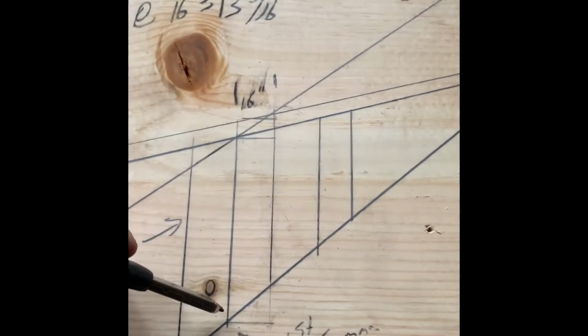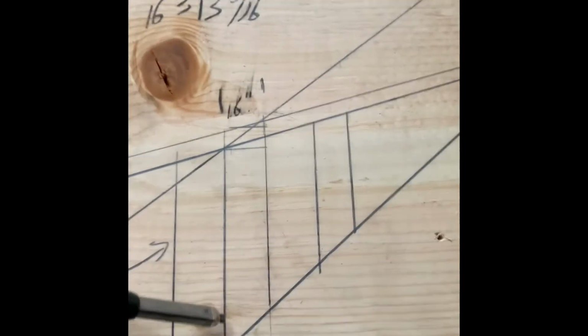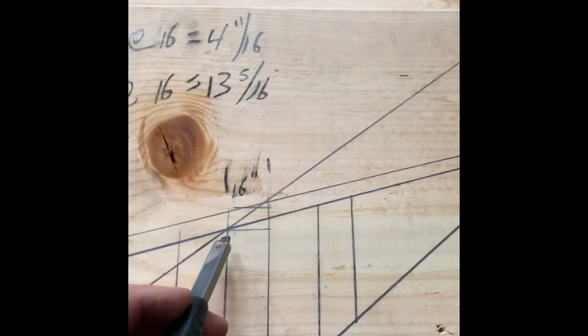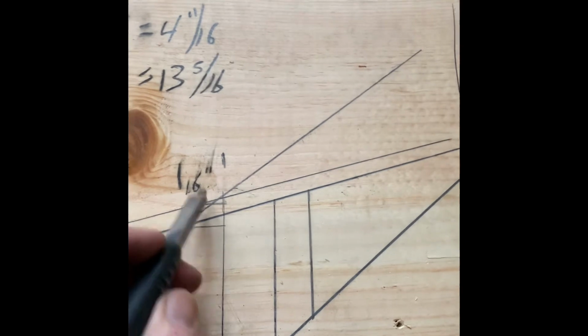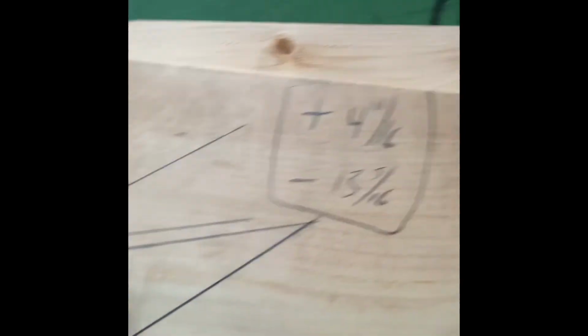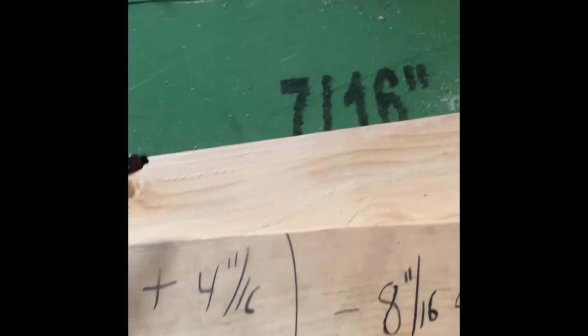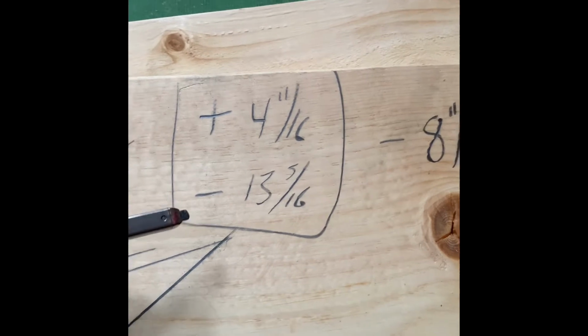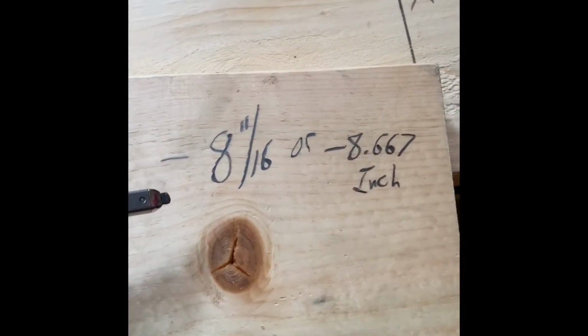Drew myself a little visual aid. So if we run over 16 inches on the 10 pitch, we're going over that way, and we're coming up 13 5/16. So we're subtracting 13 5/16. Conversely, on the 3.5, when we run over 16 inches, we rise up 4 11/16. So it's as simple as taking plus 4 11/16 minus 13 5/16. So that gives me a net of 8 11/16.